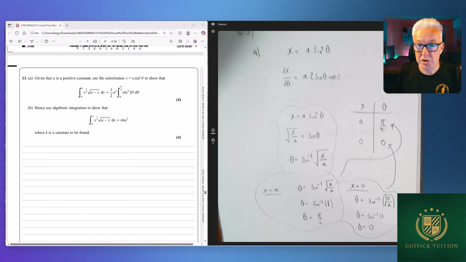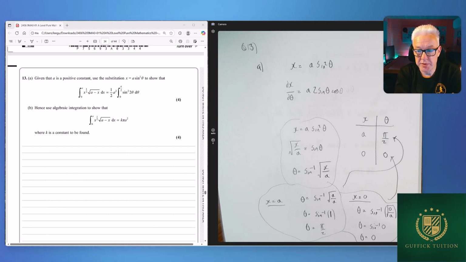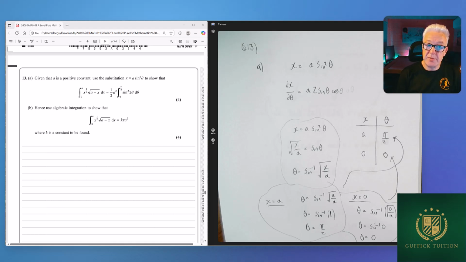Okay, we're now on question 13 of this paper, and this is a super tricky one. Not an easy question, this one. The level of difficulty has jumped up significantly, and I think in fact part A is harder than part B in this question. It says, given that a is a positive constant, use the substitution x equals a sine squared theta to show that expression there.